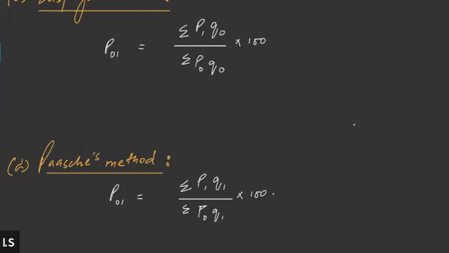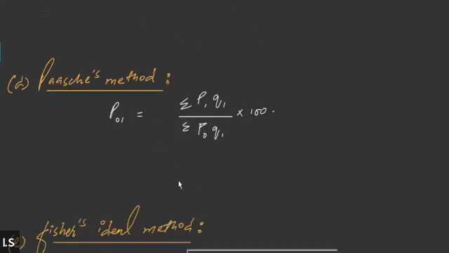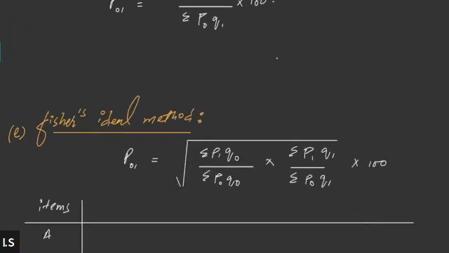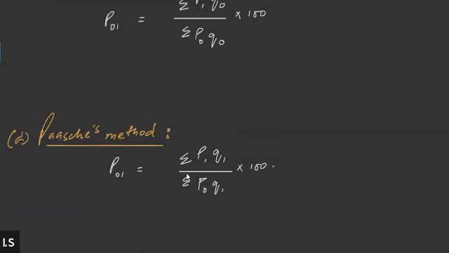Yes, sir. Okay. Now, in Fisher's ideal method, what we have done is multiplied both these methods and put a square root over it. So this is the only difference in Fisher's ideal method. Now let's find out the index number.